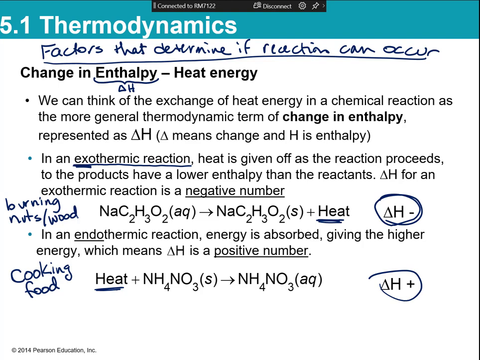So these are more favorable. As long as I have that fuel, the burning keeps going. If you light a fire in the fireplace and you just keep feeding it wood, it is self-sustaining because it is so exothermic that there's enough heat energy to continue the reaction as long as you have enough fuel present. So more favorable is if heat is given off.